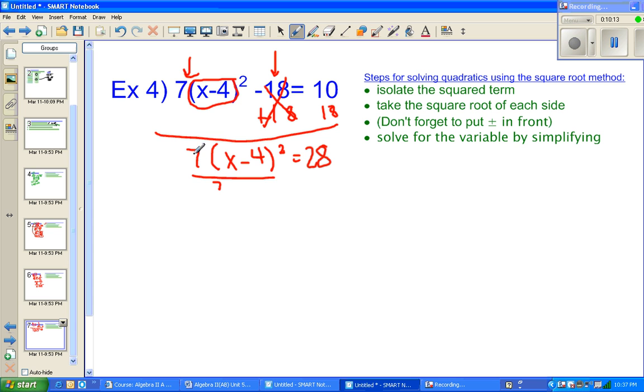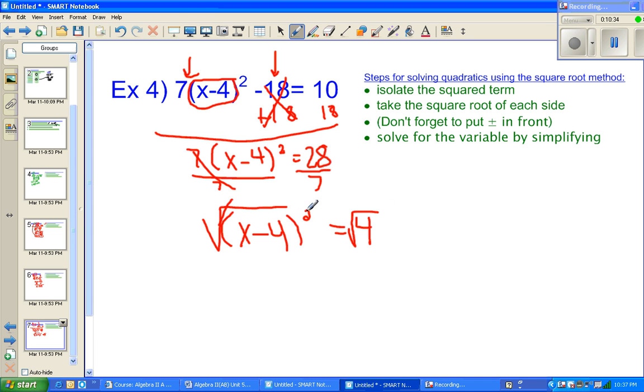Divide by 7. Divide by 7. So now we've got that squared term isolated. It's x minus 4 quantity squared. 28 over 7 is 4. So then we're ready to take the square root of each side.